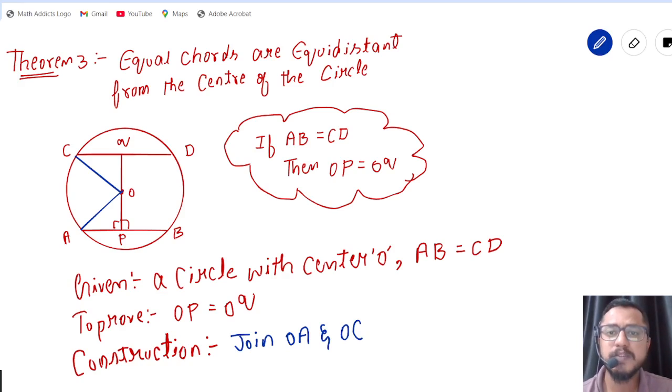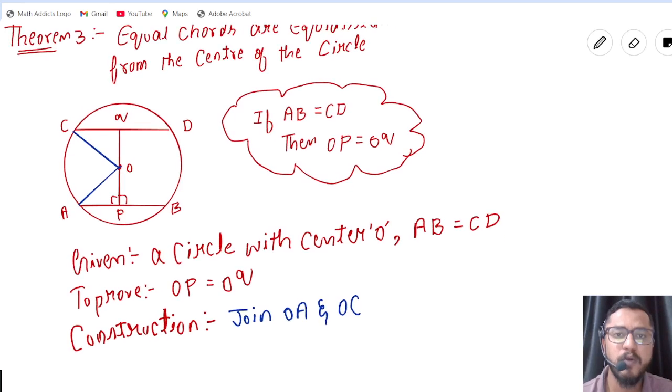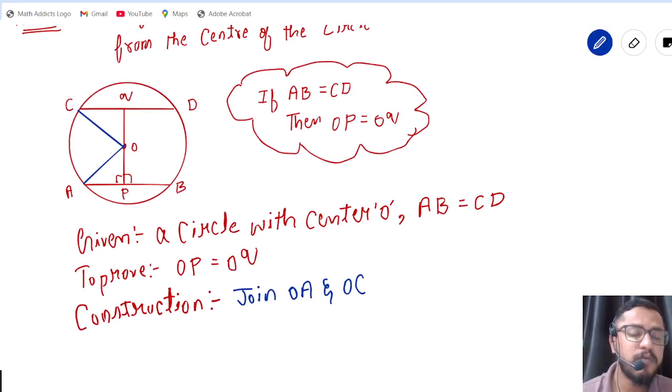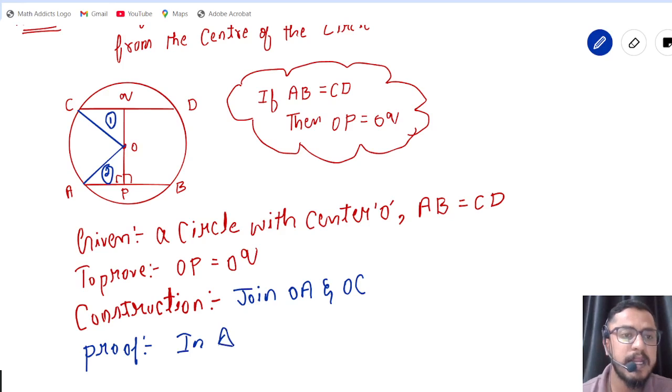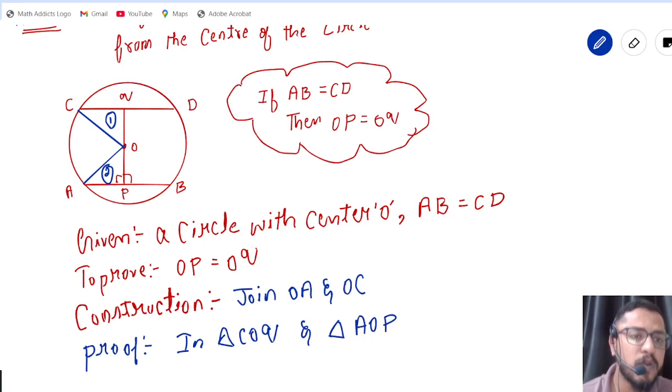Now how are we going to prove the theorem? Again the same thing, we will be using the concept of congruency. Between which two triangles do I have to prove the congruency? Between these two triangles. So now we'll move on to the proof. What's the first step? I have to consider the triangles: in triangle COQ and triangle AOP. You can ask, sir, can I write it as QCO? Yes, obviously you can write it as QCO also, not a problem.